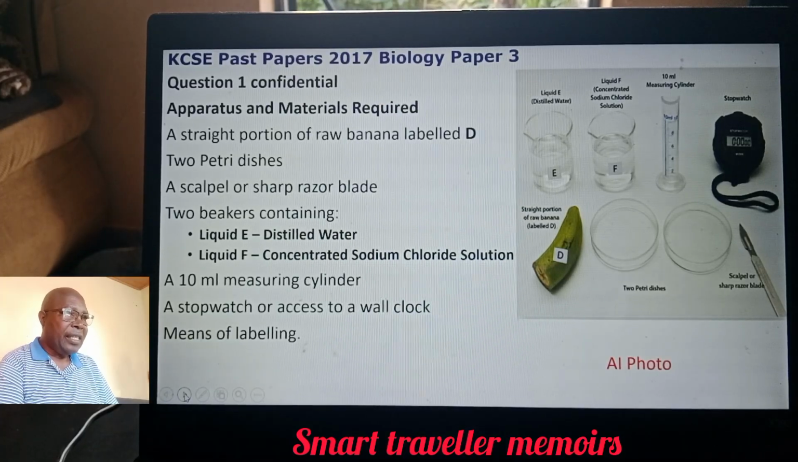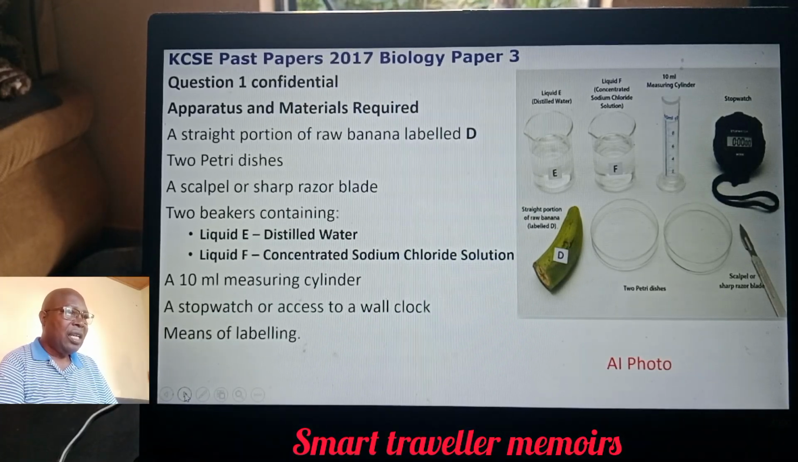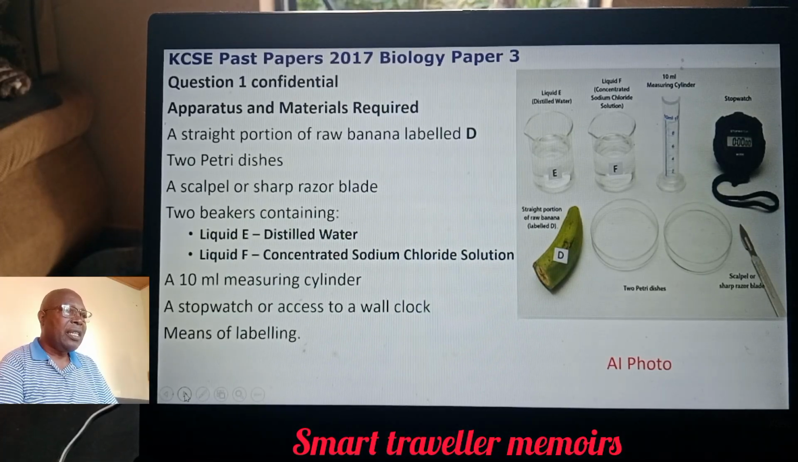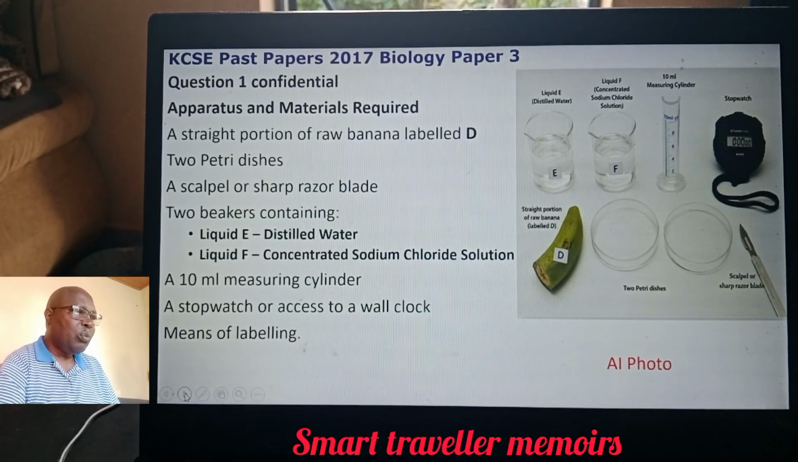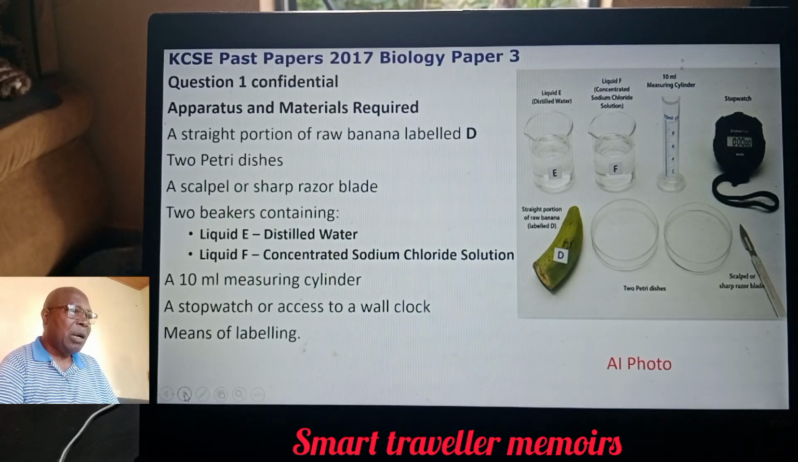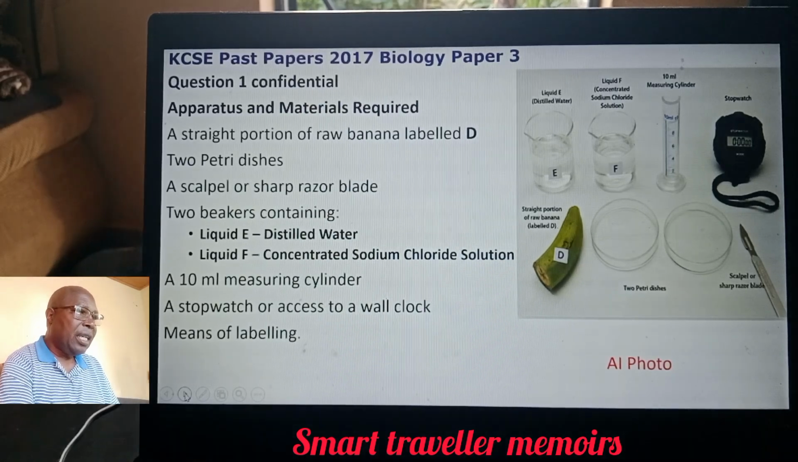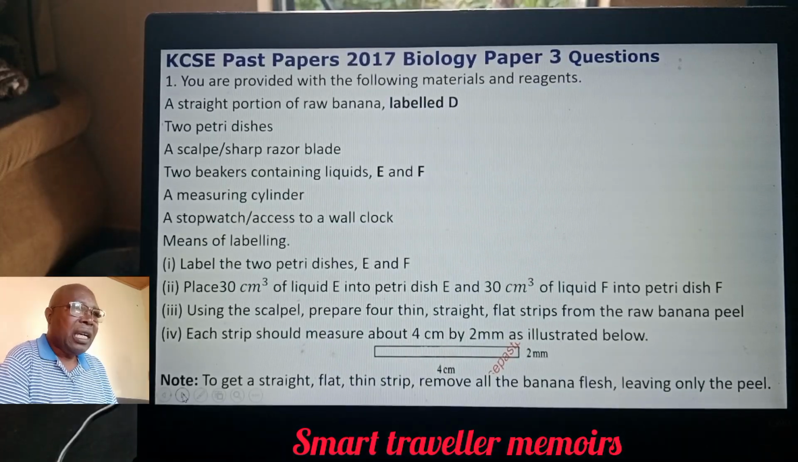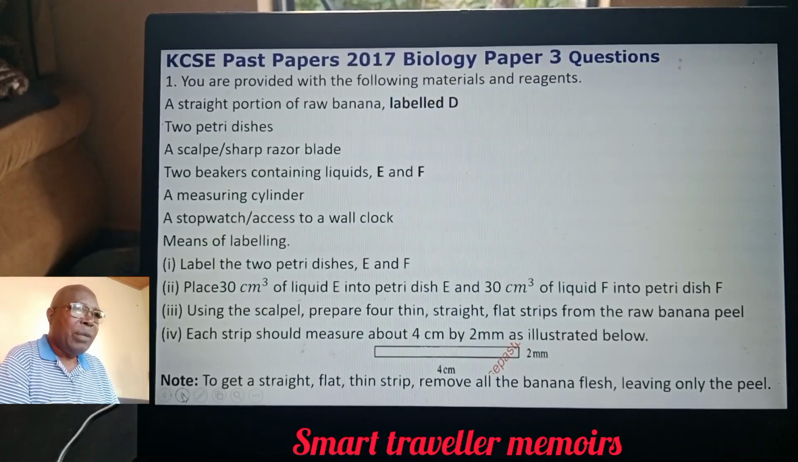The apparatus are actually on your right and have been assisted to come up with them by AI. Without wasting much time or without much ado, let's go to the questions.